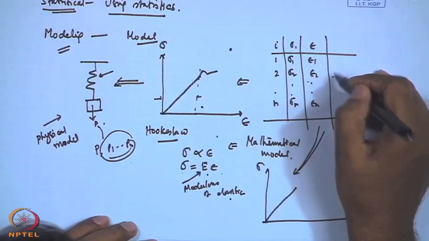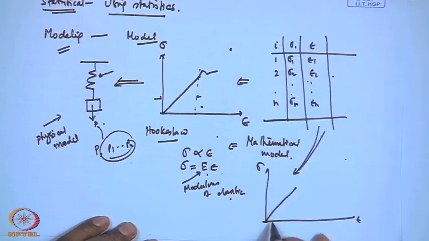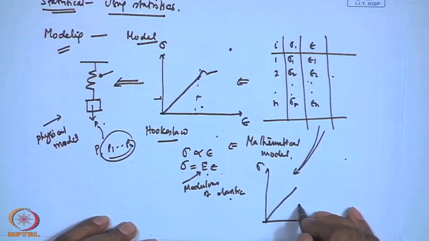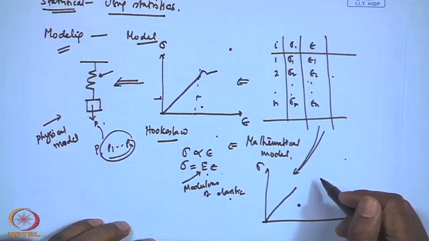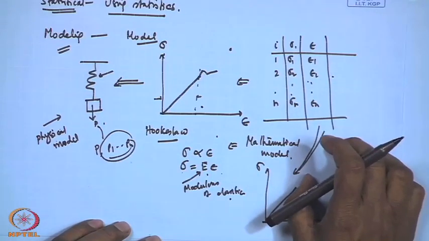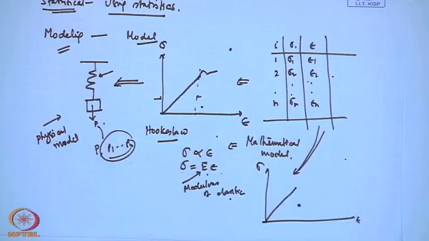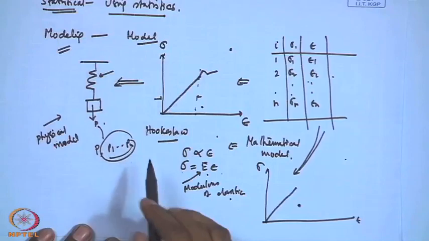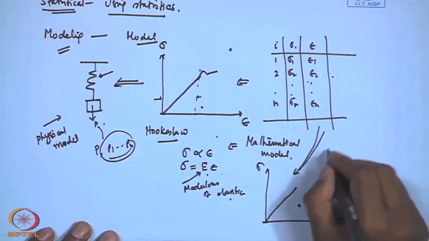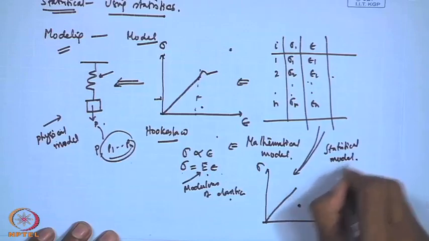But in case it is not known, I have done several experiments here, and based on this, I am able to plot like this. It need not be a perfect straight line when you go for empirical modeling. So, this is the empirical model. When we talk about an empirical model, an experiment-based or data-based model, these are basically using statistics. For all of us, this is our statistical model.